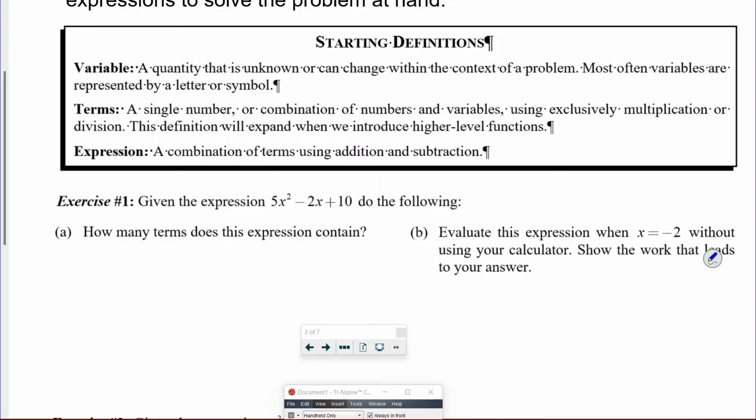All right, so to begin, a variable. A variable is a quantity that is unknown or can change within the context of a problem. Most often, variables are represented by a letter or a symbol. Terms. A term is a single number or combination of numbers and variables using exclusively multiplication or division. This definition will expand when we introduce higher level functions. And finally, an expression is simply a combination of terms using addition or subtraction.